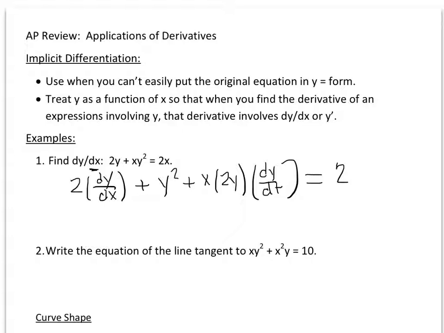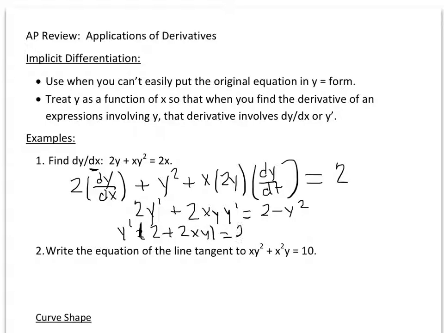Then remember the steps to finish solving algebraically. We're looking for dy dx, so we want to take all the terms that don't involve dy dx to a single side of the equation, leaving the terms involving dy dx on one side of the equation. So I think I'll subtract y squared, and I'll have 2, and I'm going to shortcut it now so I don't have to write so much, y prime, plus 2xy, y prime, equals 2 minus y squared. Then I can factor out the y prime, and have y prime times 2 plus 2xy equals 2 minus y squared.